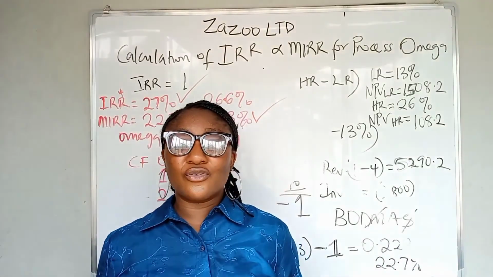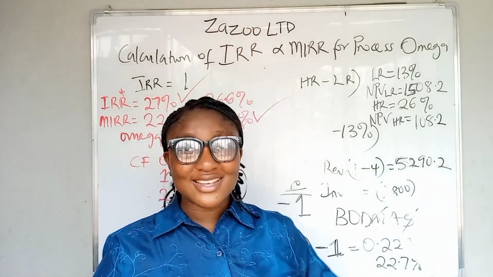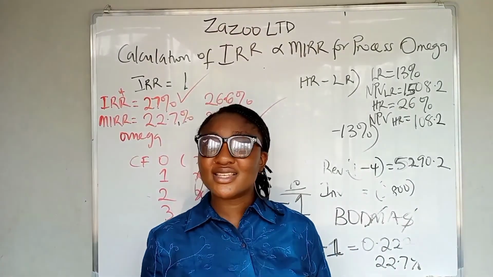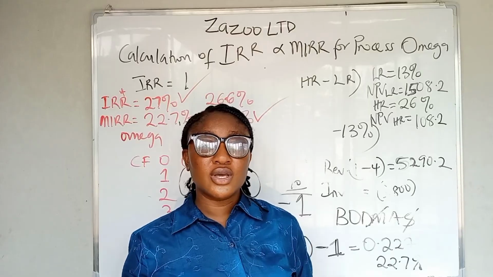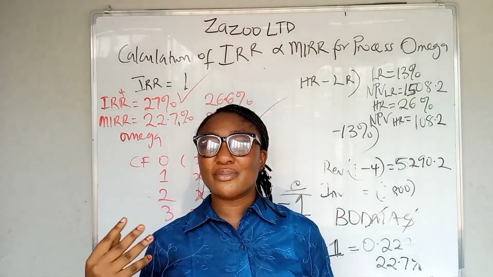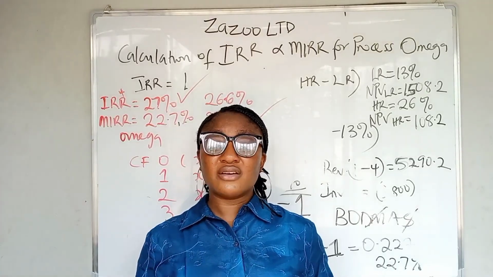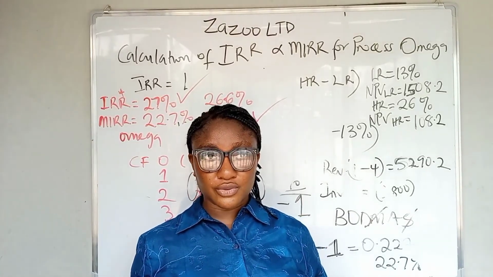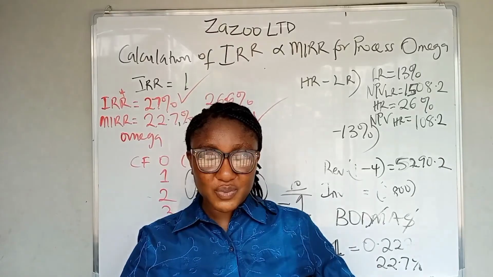So that's the end of this class. Thank you so much for watching. In our next class, we are moving straight to risk and uncertainty in investment appraisal. That one should take about maybe 1 class or 2 classes, and after that we go to adjusted present value and we proceed in investment appraisal.